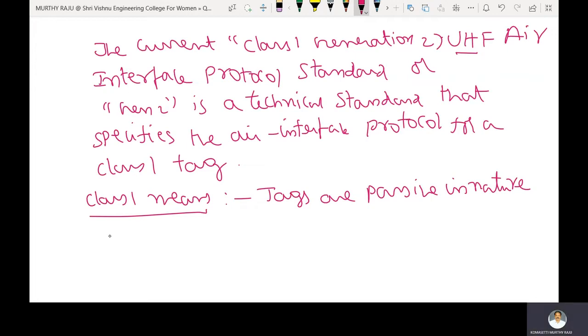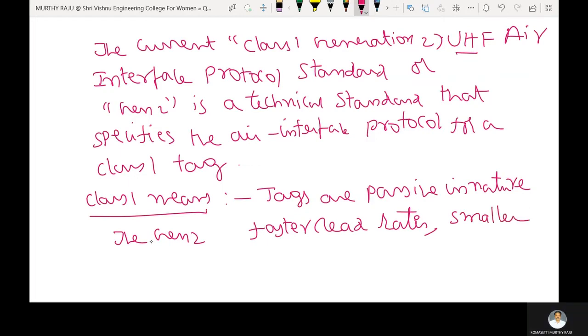Next one, generation 2. The generation 2 standard has several advantages, including faster read rates. That is the radar specification: faster read rates, smaller chip size, higher reliability, and increased security.